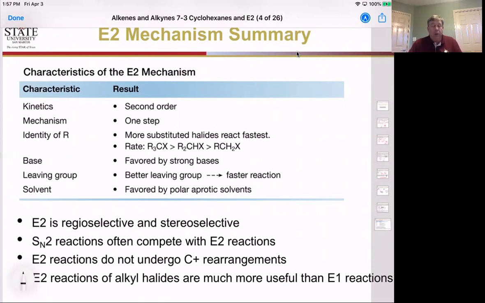Remember, polar protic solvents are capable of solvating an anion and a cation. If you can solvate the anion and cation, it's going to most likely form the carbocation. If you cannot do that, if you can only solvate one or the other, like in a polar aprotic solvent, you favor a bimolecular mechanism. The E2 reaction is regioselective and stereoselective.